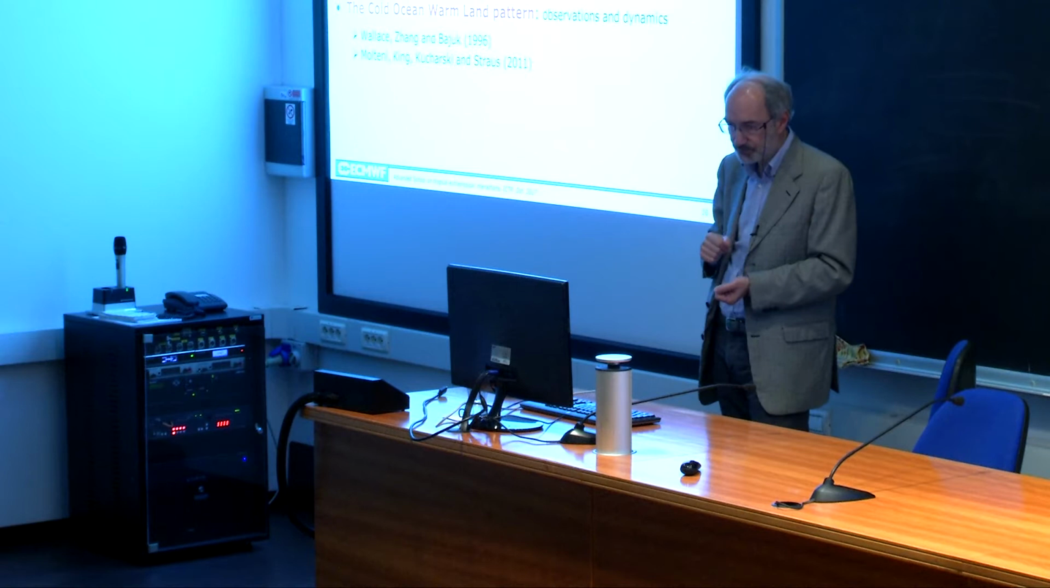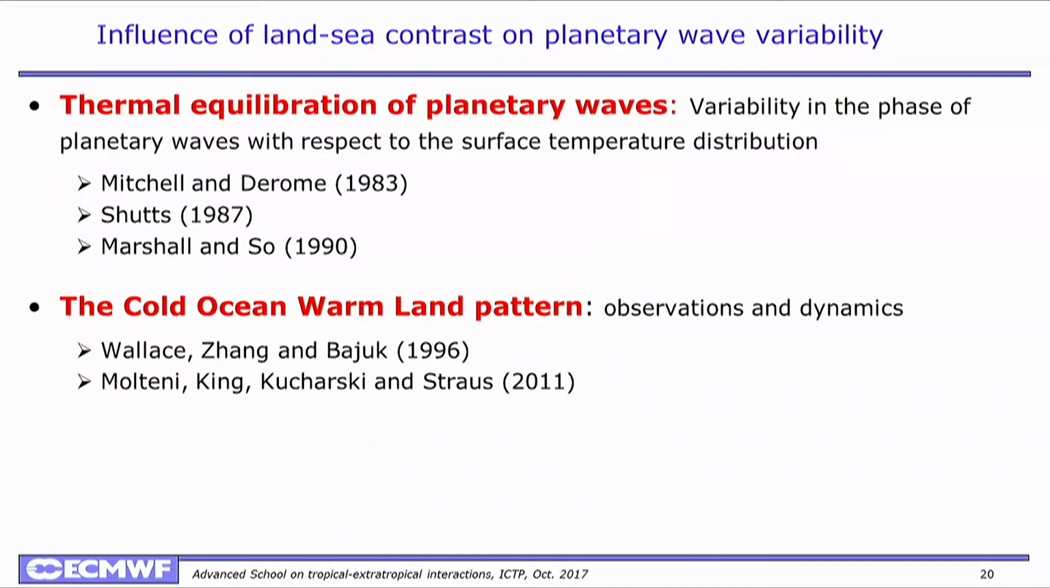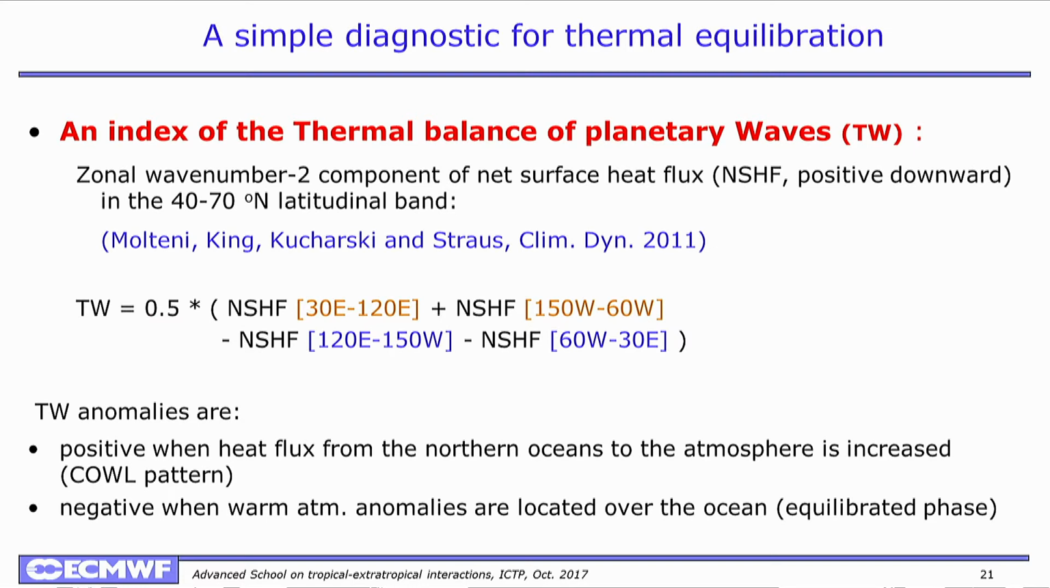In a paper in 2001 that we did here with Fred, David, and another colleague of ours, we tried to relate the properties of the COWL pattern to the predictions of thermal equilibration using the SPEEDY model. And we tried to find a simple index that could quantify these interactions. One of the predictions of thermal equilibration theory is that this switching of the phase will change the thermal forcing of the planetary waves.